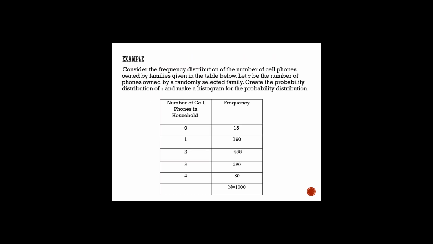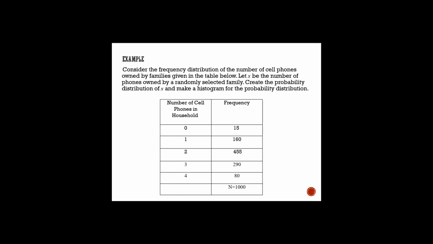Now, if we're dealing with a probability distribution of a discrete random variable, it's going to give us a list of all the possible values of that variable and their probabilities. For example, and this is an example I've put on the middle of page 2, this is a frequency distribution of the number of cell phones owned by families in a given selection, and X is the number of phones owned by those families. And we want to create a probability distribution and make a histogram of this probability distribution.